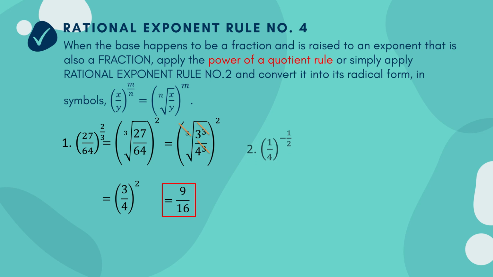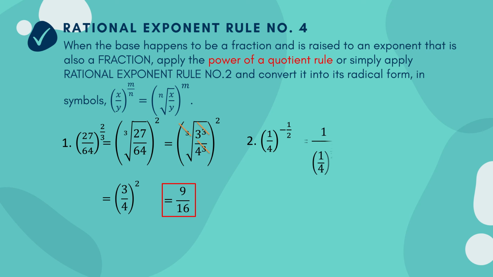Okay, to proceed, example number 2. Example number 2 is the same: 1/4 as a base is enclosed inside the parentheses and raised to a negative exponent 1/2. Earlier, the exponent was positive. Now, what if our exponent is negative? So we go back to rule number 3. It should become a positive 1/2.